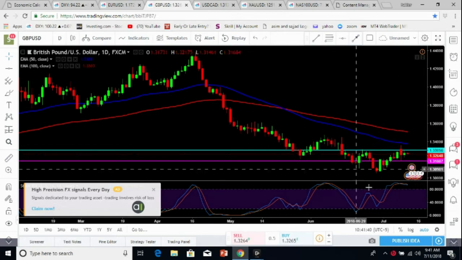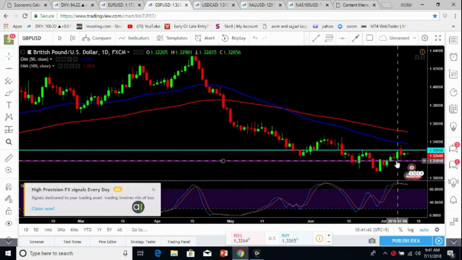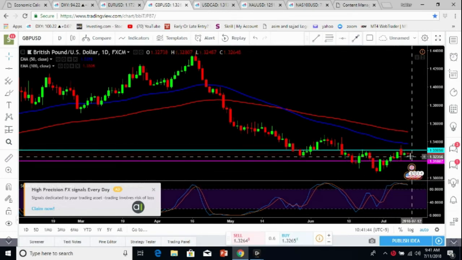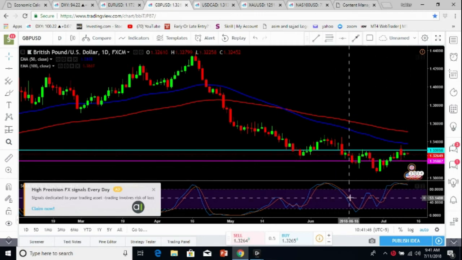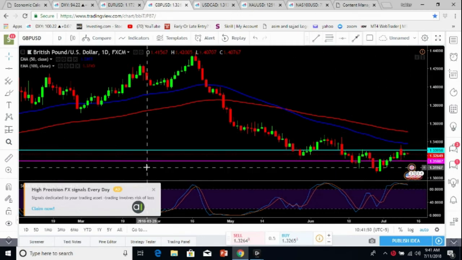GBPUSD not looking good at daily time frame. Even it can just continue the drop, and today my target is 1.3188. If it drops, on the other hand, if it goes up, it can try to reach 1.3305.